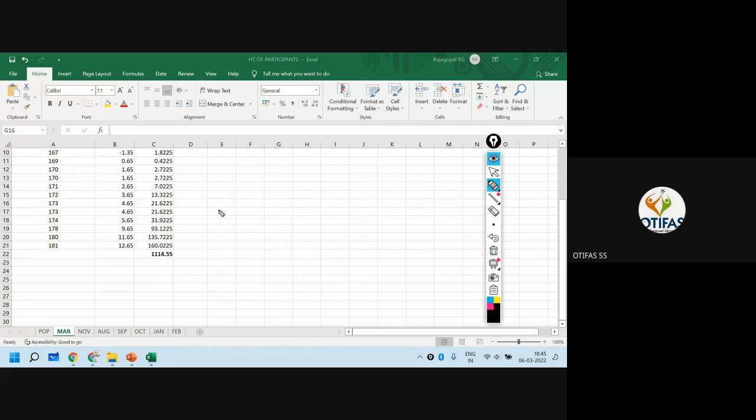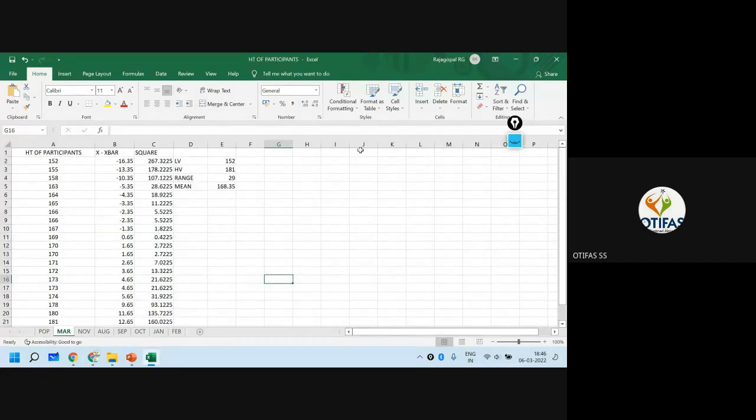Now tell me, what is standard deviation? Standard deviation is the square root of variance. It is the average distance of the individual values from the mean. To find the average distance, you have to take the square root of the variance. So standard deviation is equal to the square root of sigma (x minus x bar) squared divided by n minus 1. This is standard deviation.